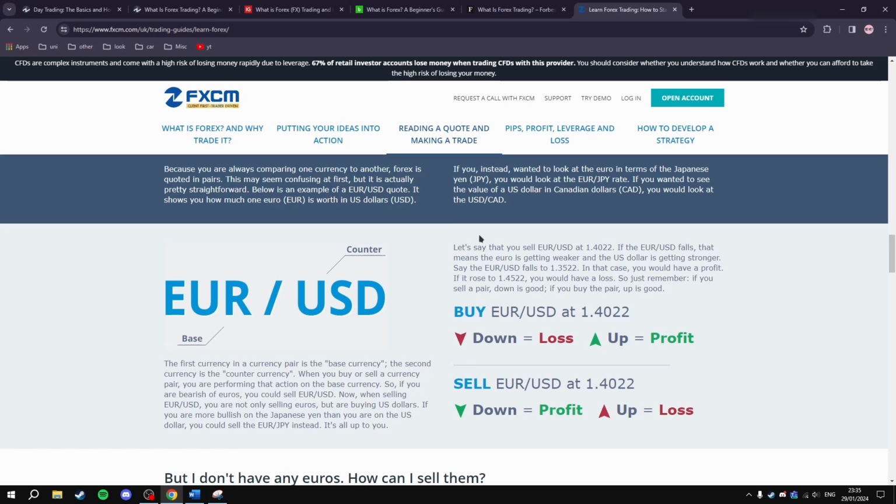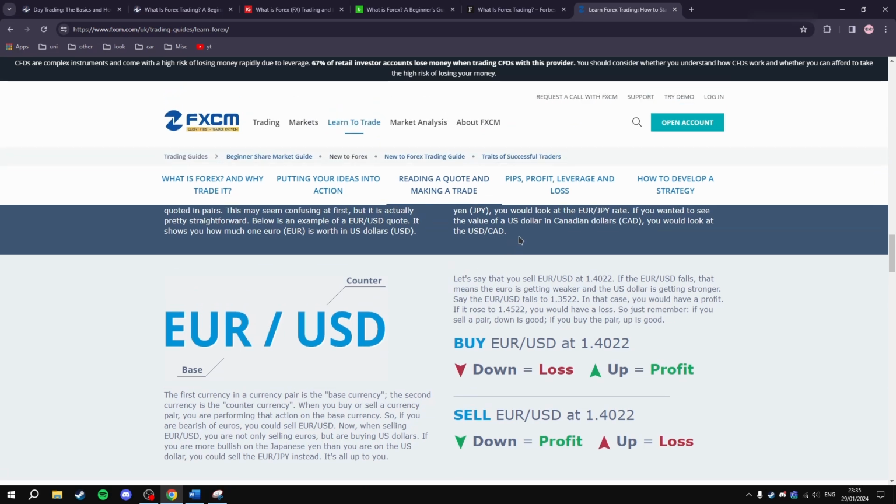Let's say that you sell EUR/USD at 1.4002. If the EUR/USD falls, that means the euro is getting weaker and the US dollar is getting stronger. Say the EUR/USD falls to 1.3522. In that case, you would have a profit. If it rose to 1.4522, you would have a loss. So just remember, if you sell a pair, down is good. If you buy a pair, up is good.